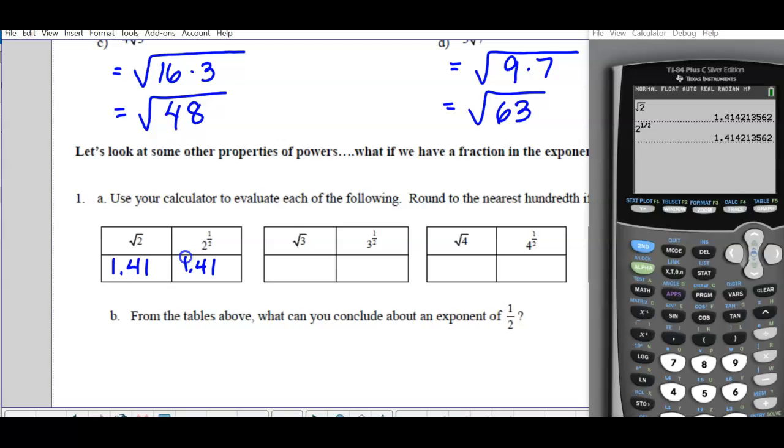Let's try the next one. So root 3, and then 3 to the 1/2. You get the same thing.